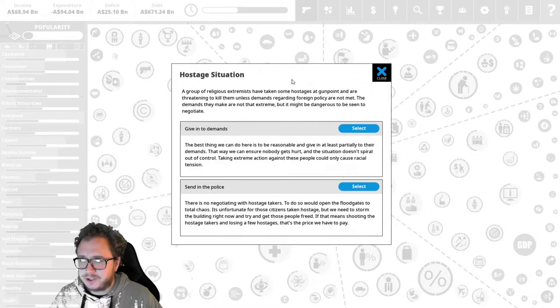So a group of religious extremists have taken some hostages at gunpoint and are threatening to kill them unless demands regarding foreign policy are not met. The demands they make are not that extreme, but it might be dangerous to be seen to negotiate.